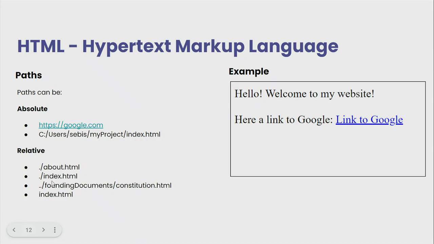So, for example, if you have an index.html file and you want a link to point to an about.html file, you write a path that looks like that. So it's dot slash, which means dot means this directory, slash means in this directory go to about.html.